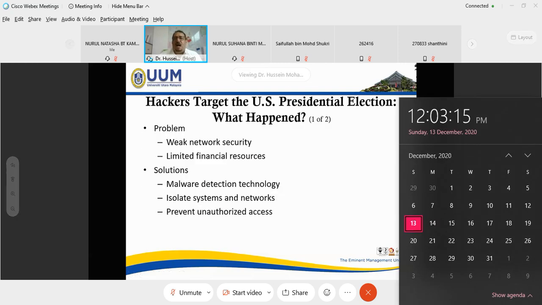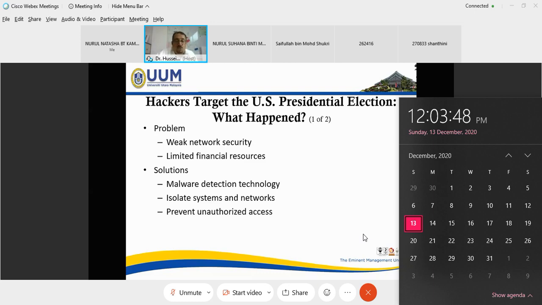For example, hackers targeted the United States presidential election. This was a long time ago. So what is the problem? For example, Obama, they say that Trump used someone before. What's the problem? Weak network security, limited financial resources. This is among the problems. How can we prevent that? How can we prevent problems that could come from these problems?